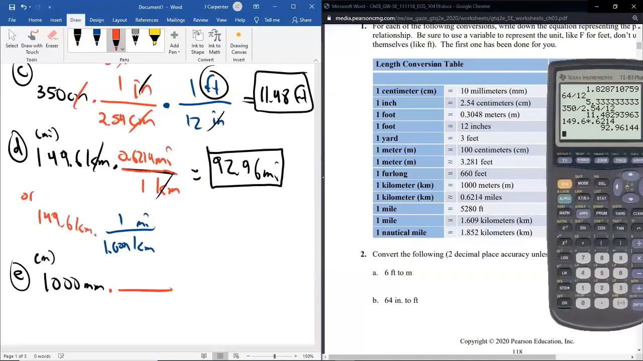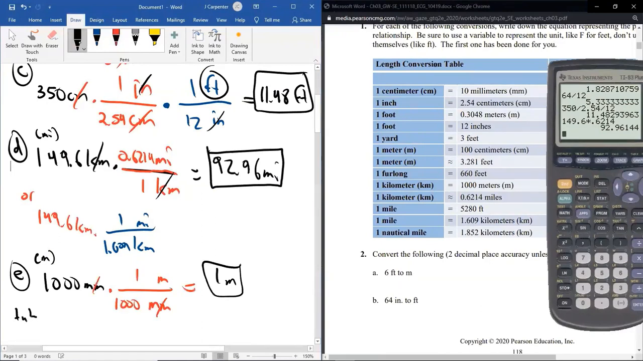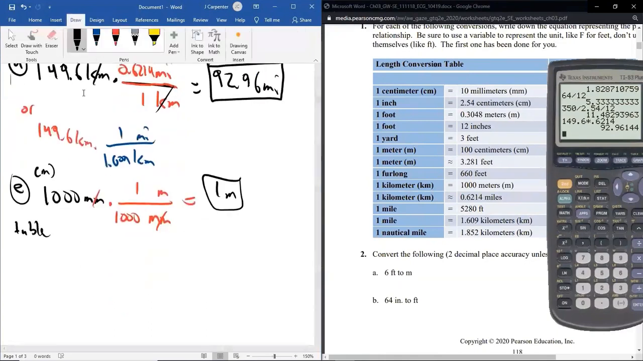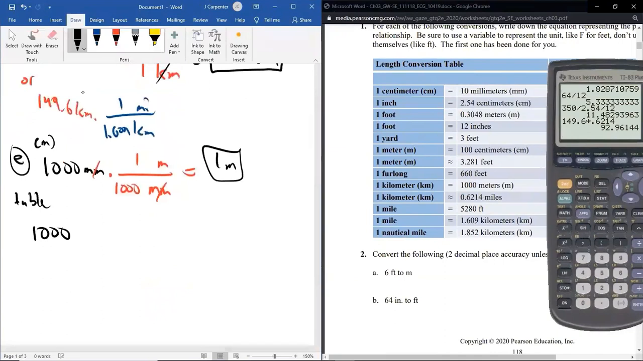So I happen to know that 1,000 millimeters is 1 meter. I didn't even pull this from the table. I just knew that the thousands will cancel, the millimeters will cancel, and you'll end up with an answer of 1 meter. But using the table way, which was not written, you start with your 1,000 millimeters, and you'll have to multiply by a fraction. The millimeters are definitely going to go on the bottom no matter what.